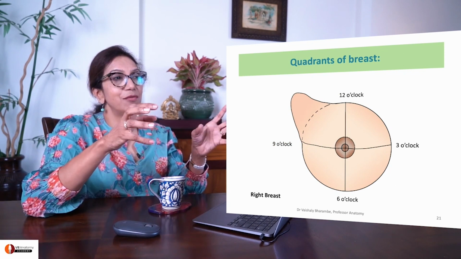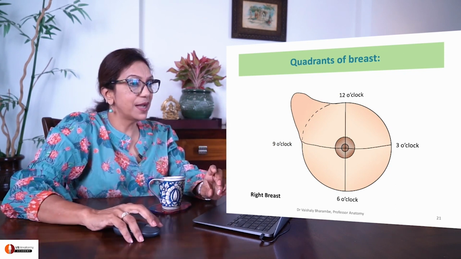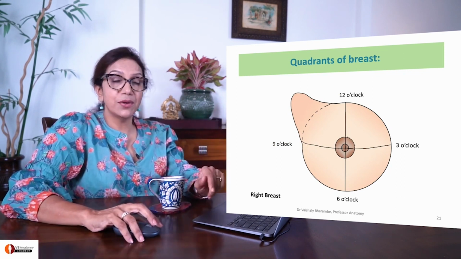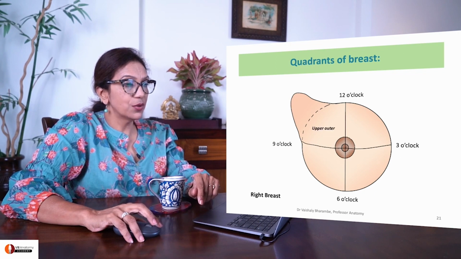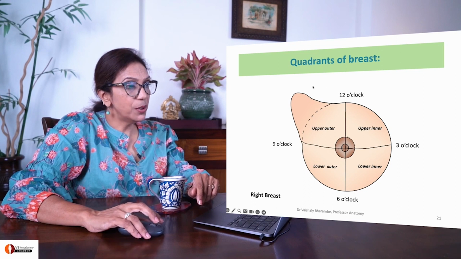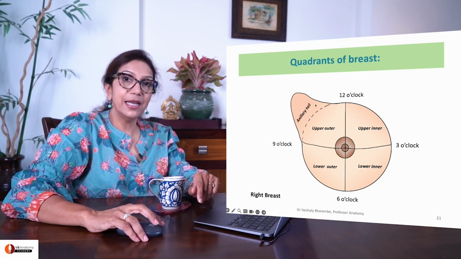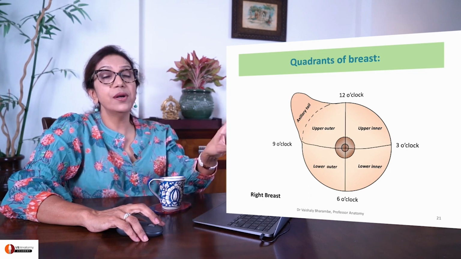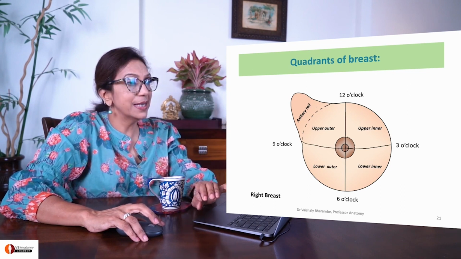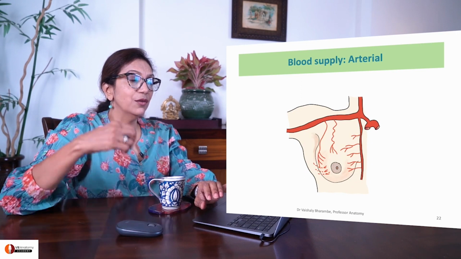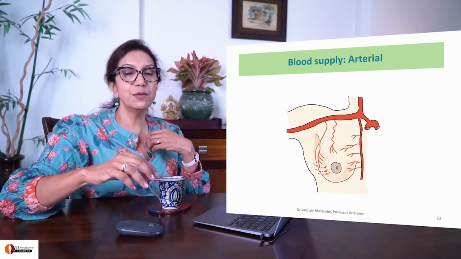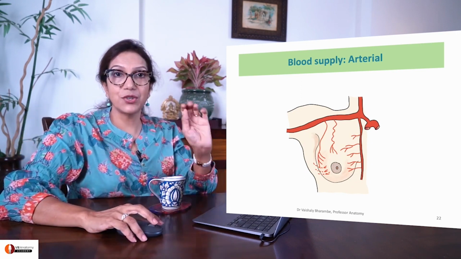The mammary gland, for purpose of description, has been divided into several quadrants, such as upper outer, upper inner, lower outer. What about this little thing that has gone into the axilla? The axillary tail of Spence. This is quadrant distribution of mammary gland. Right. So this mammary gland receives blood supply from a number of branches.